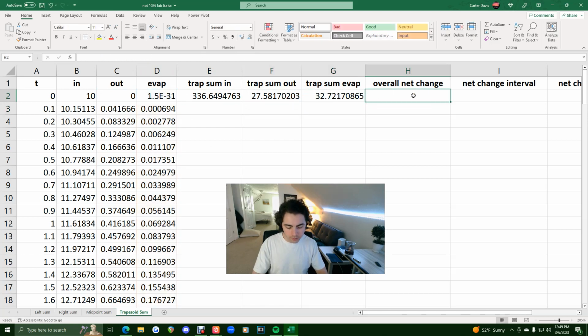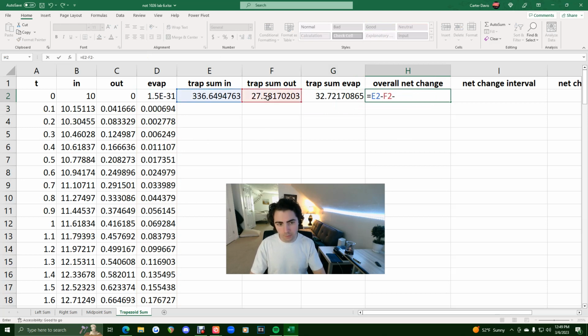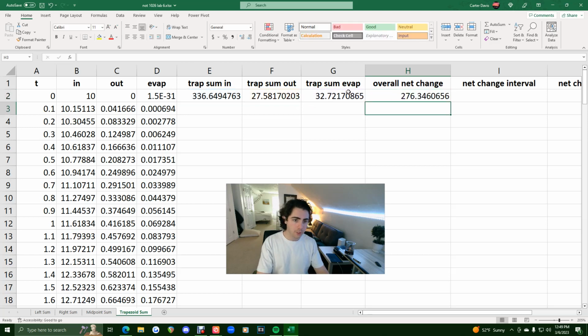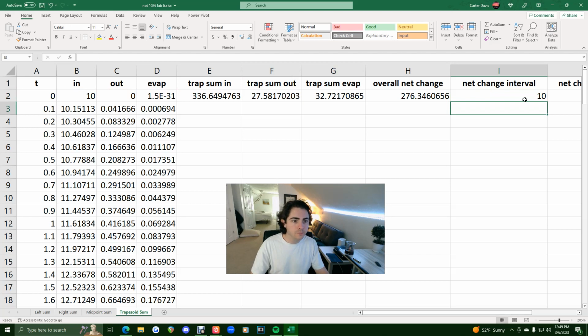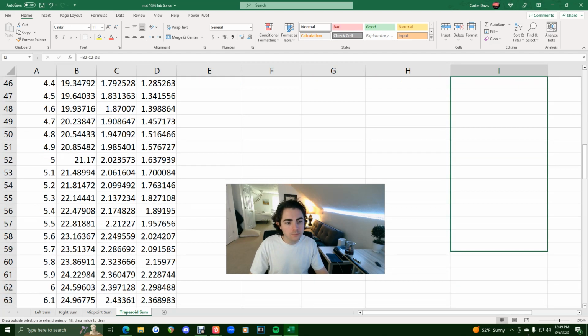We do our overall net change by doing, again, in minus out minus evaporation. Hit enter, we get about 276. This is going to be a good one. Net change interval, I'll demonstrate that. We do in minus out minus evaporation over there. We drag that down.